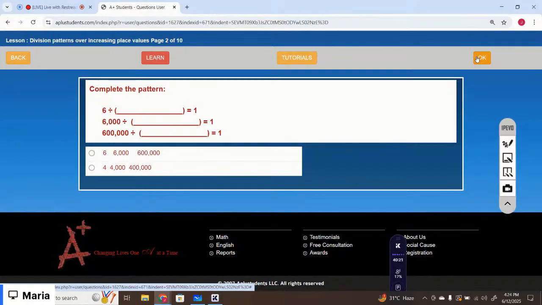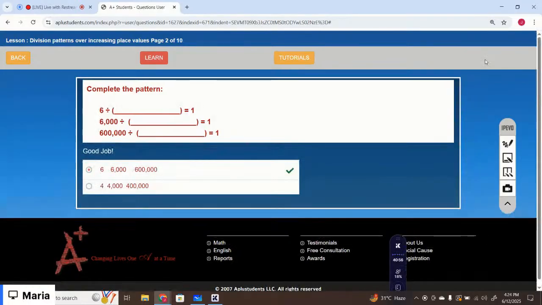So complete the pattern. 6 divided by what number is 1, which is the correct option? That is option number one. 6 divided by 6 is 1. 6,000 divided by 6,000 is 1. So option number one is the correct option.